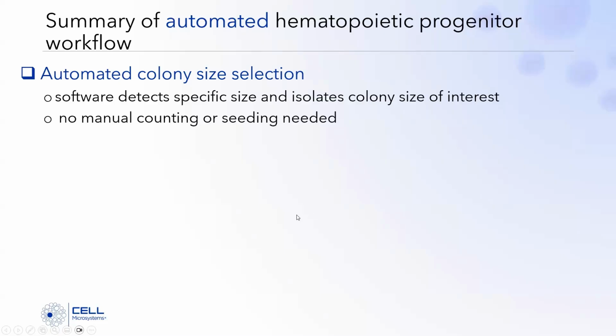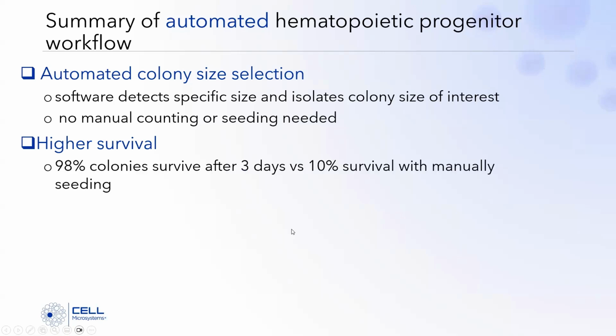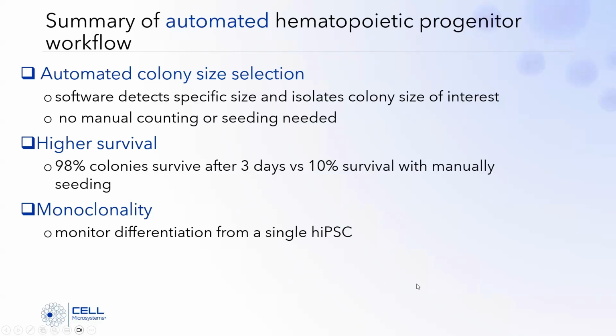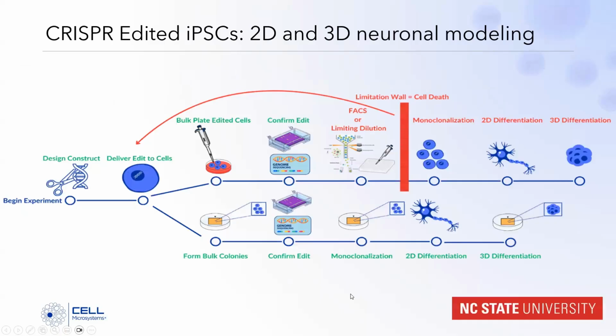We don't need to do any more manual counting or seeding, which leads to a higher survival rate and ultimately the ability to derive not just hematopoietic progenitors, but also clonal hematopoietic progenitors for downstream use, because we can monitor the differentiation of these cells all the way from the derivation of a single iPSC.